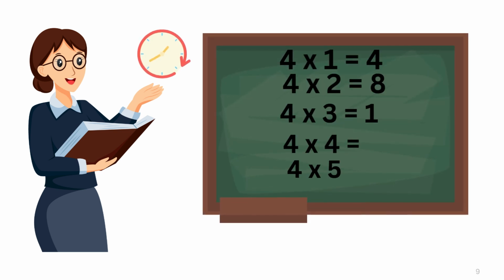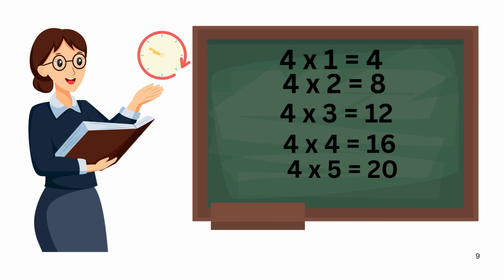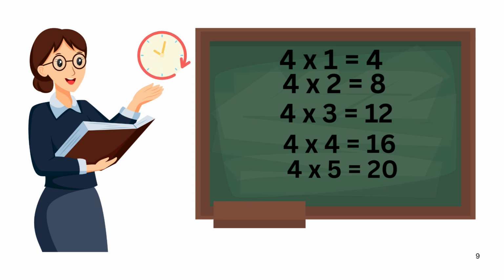We finished the tables of number 3. Now next we're going to learn the tables of number 4. 4 multiplied by 1 equals 4. 4 multiplied by 2 equals 8. 4 multiplied by 3 equals 12. 4 multiplied by 4 equals 16. 4 multiplied by 5 equals 20.